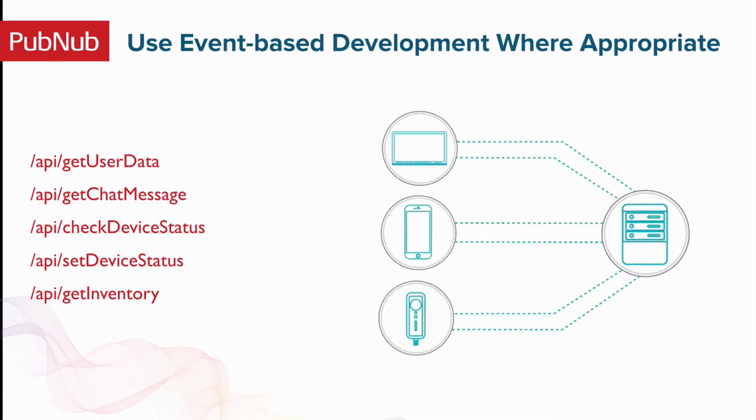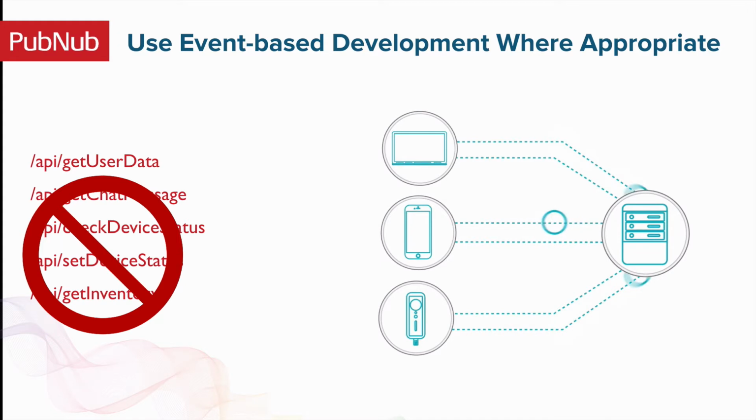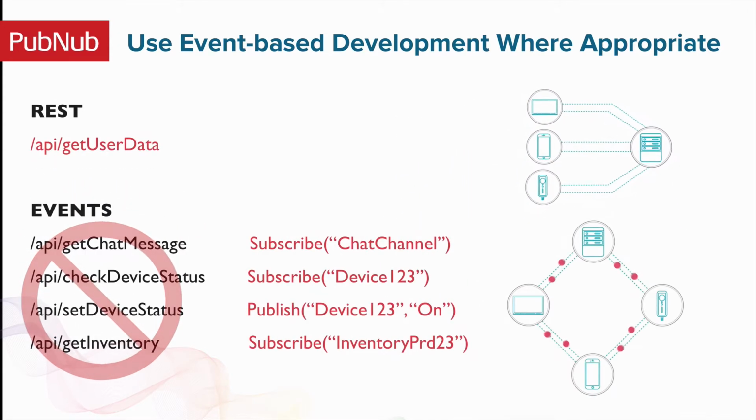Now that worked pretty well, and it meant that people who used to be doing just REST or request-response based API calls were able to take a lot of the calls that should be really designed as events, event-based or streaming-based, and turn those into publish and subscribe. So for example, get user data may still be a great request-response or REST call, but get chat message, why don't I just open a socket and listen on a channel called chat, for example? If I want to listen for a device status, maybe I should just subscribe to device channel 123 or set the device status. Why don't I publish?